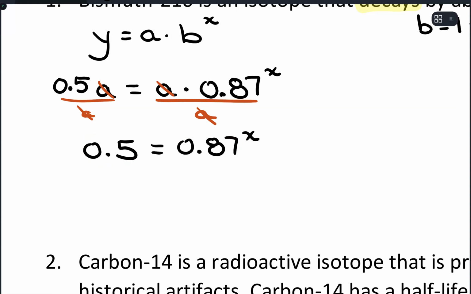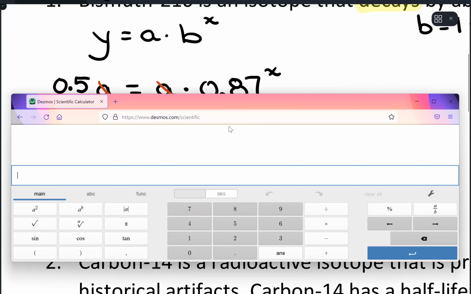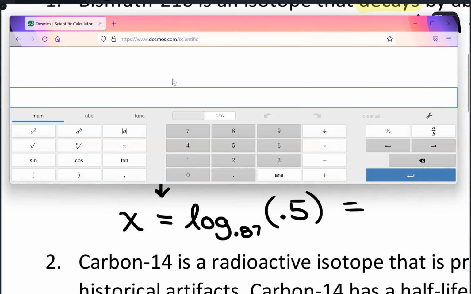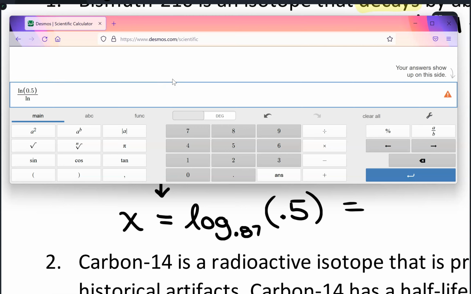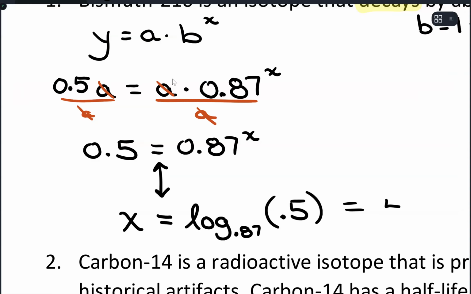So switching to logarithm form, we'd have that exponent of x is equal to a logarithm base 0.87 of that value of 0.5, or a half. And then we go to the calculator. Now I'll need to use the change of base formula here, but it's not too bad. So I'm going to take natural log of 0.5 divided by natural log of that base of 0.87, and we get a 4.9773.